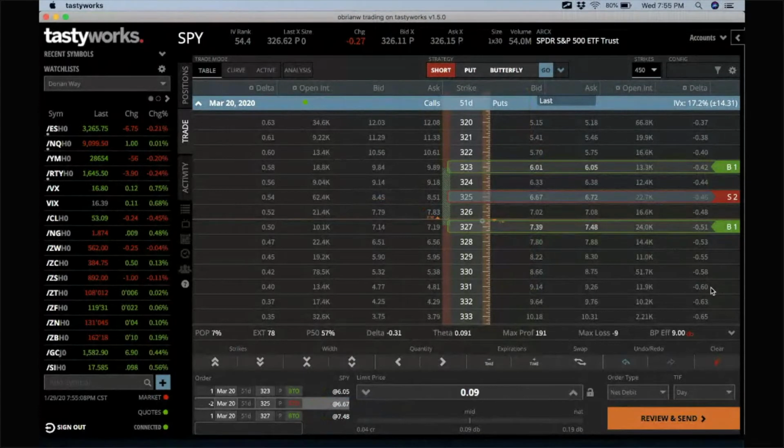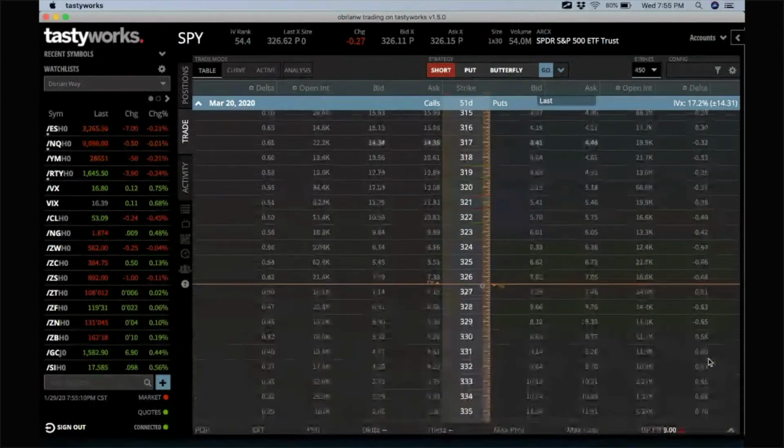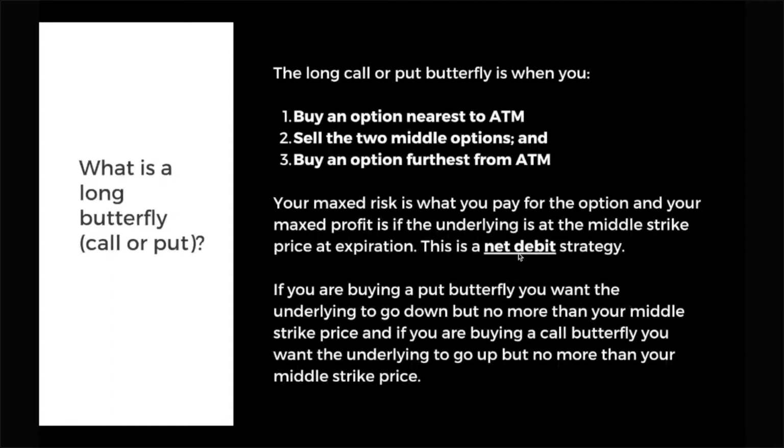And so let's move on and jump into it a little deeper here. What is a long butterfly call or put? The long call or put butterfly is when you, one, buy an option nearest to at the money, two, you sell 2 middle options, and three, you buy an option furthest from at the money. Your max risk is what you pay for the option, and your max profit is if the underlying is at the middle strike price at expiration.